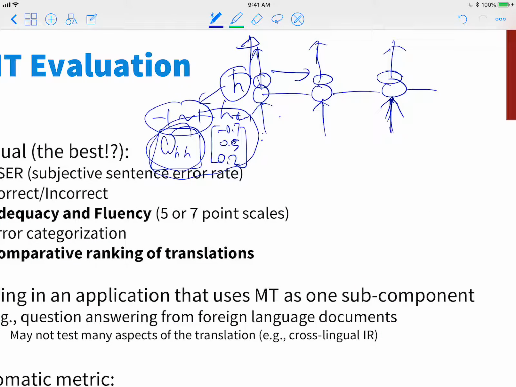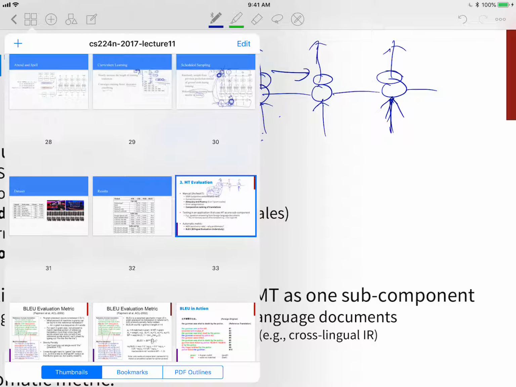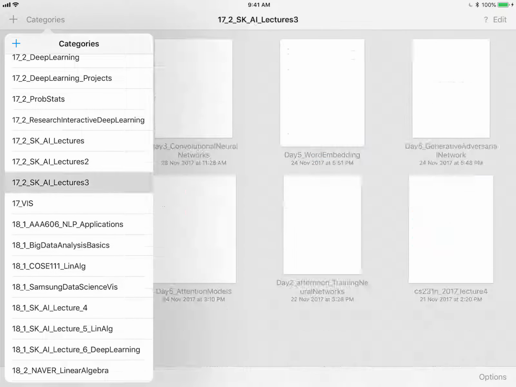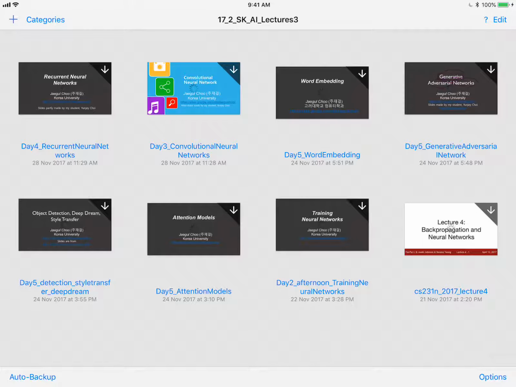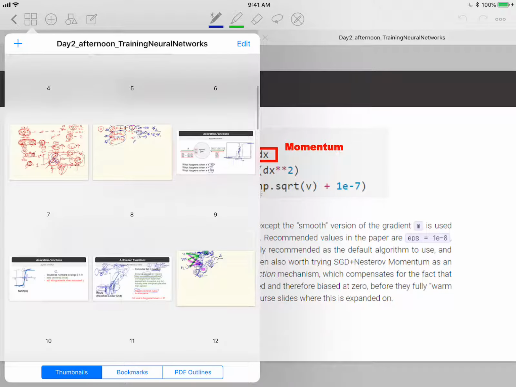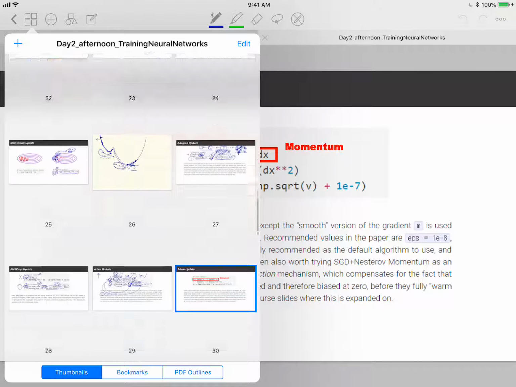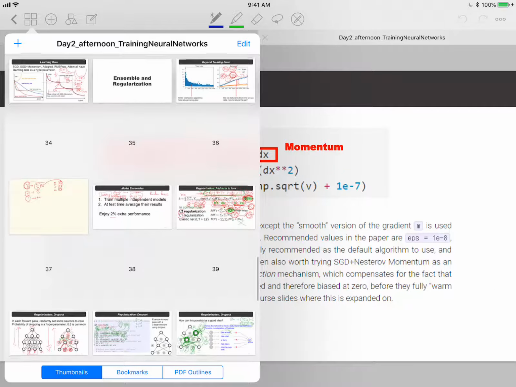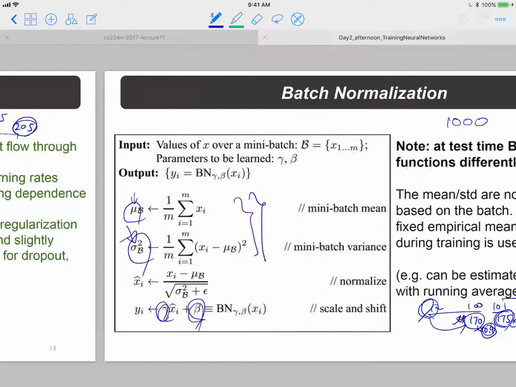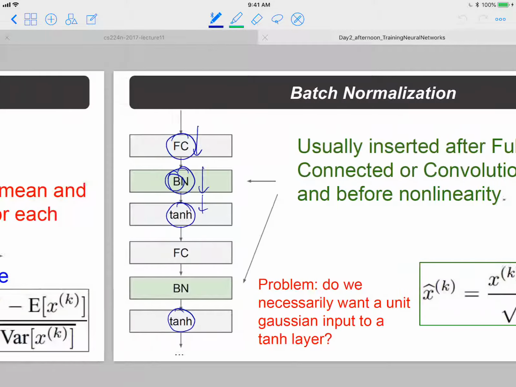So in the case of fully connected layers or convolutional neural nets, when do we apply the batch norm? It is just before... Let's see. Where's batch norm? Give me one second. Okay.